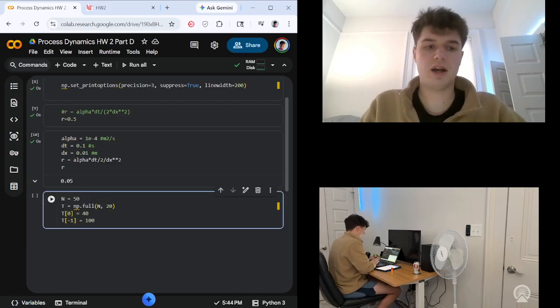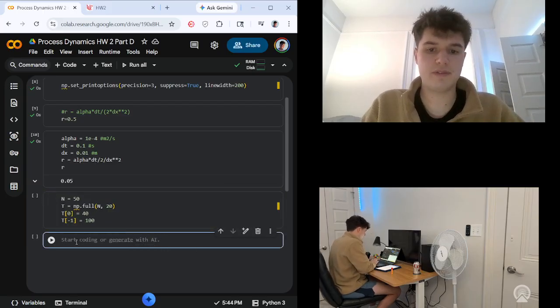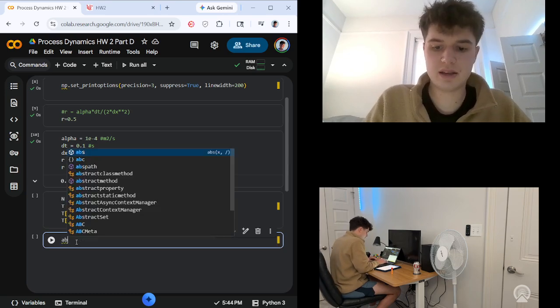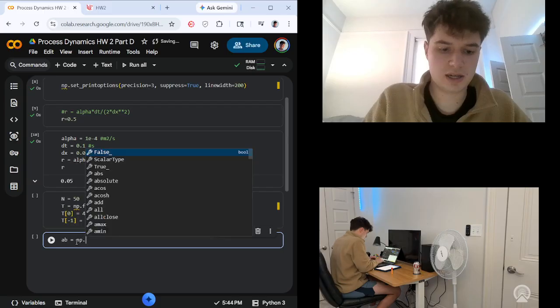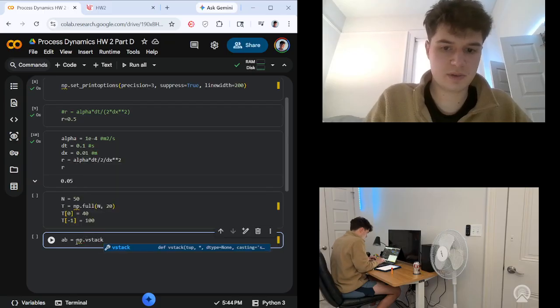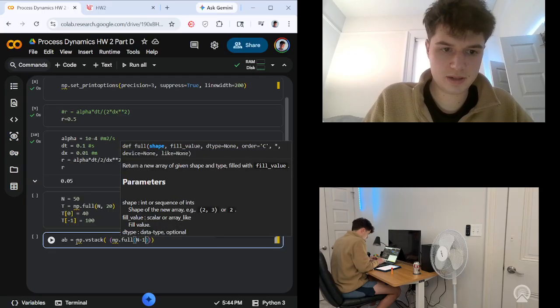And now here things get a little bit different. We're going to add a new line of code. This is AB, which is going to be equal to np.vstack. This is something that we learned in class that will allow us to plot this correctly. np.full n minus 2.